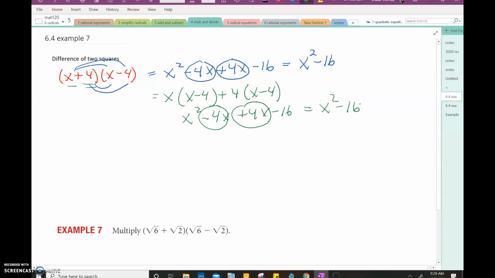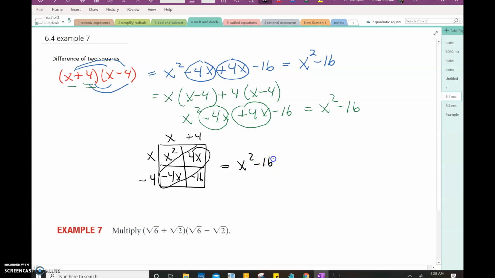And the third method that we used for this was the one where we did the box. And then found the area of each of the boxes. Notice I'm ending up with the same 4 terms. Put the middle 2 terms together and I end up with x squared minus 16. You can use any of these three ways to solve or to multiply the difference of two squares.